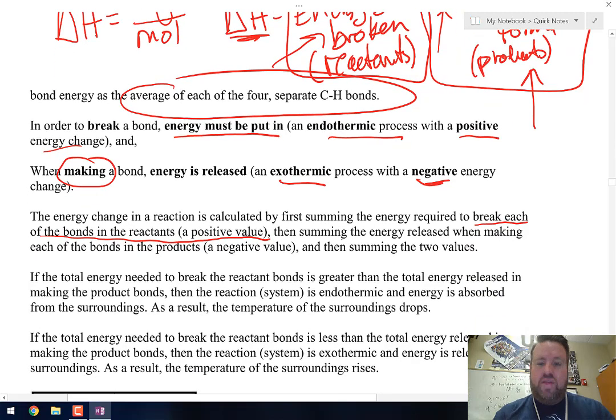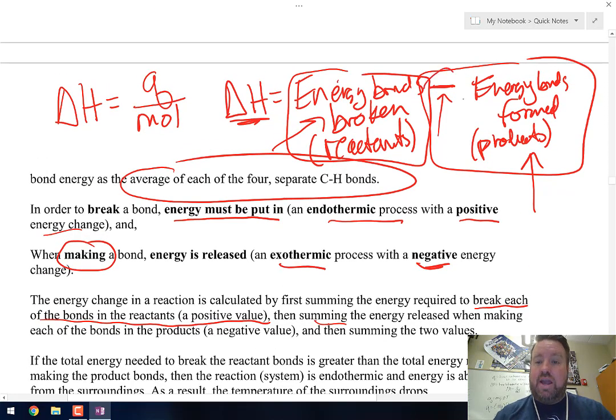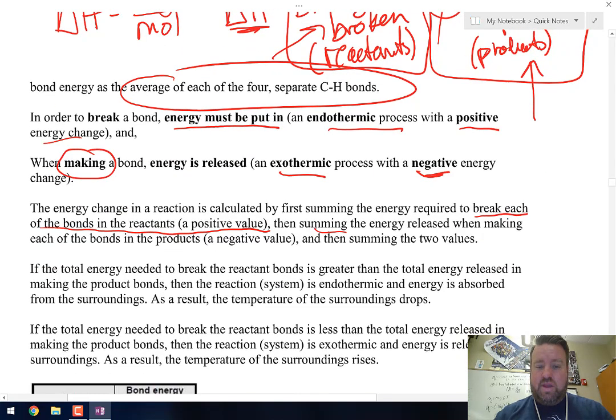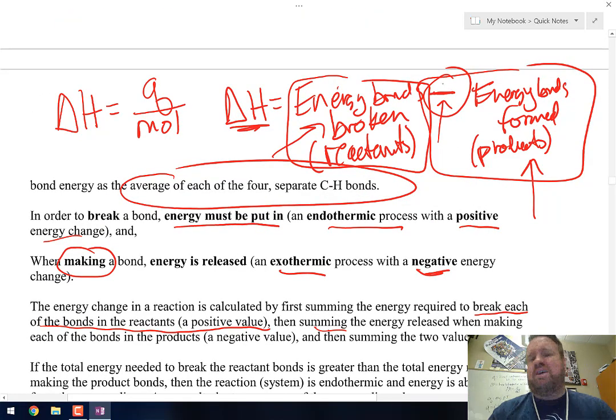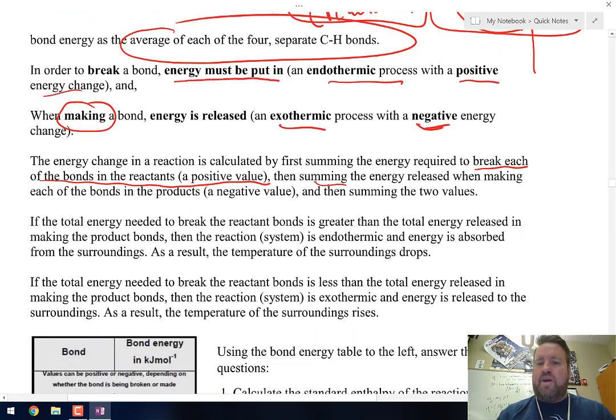Then adding up, summing the energy released when making each of the bonds in the products, which again is a negative value. Okay, and then you add the two together. So wait, does that mean you should put plus and then put a minus here? Sure, you can say plus and then put a minus there. It's the same thing as subtracting. I don't really care how you do it.